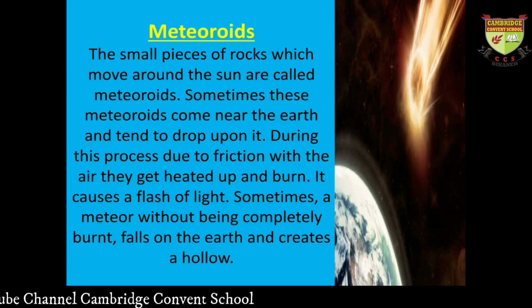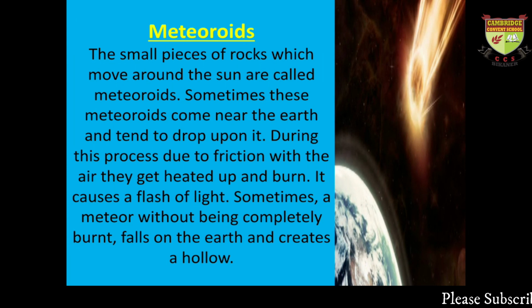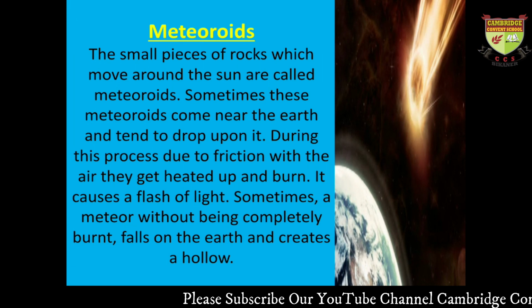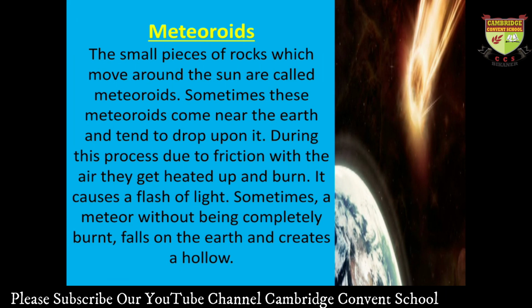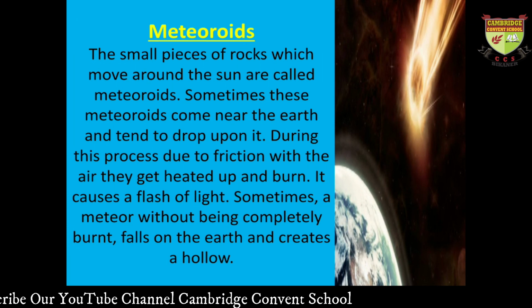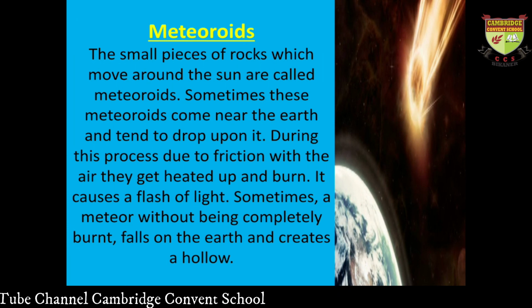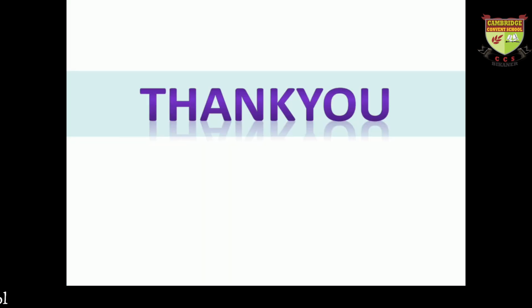Meteoroids. The small pieces of rocks which move around the sun are called meteoroids. Sometimes these meteoroids come near to earth and drop upon it. But during this process, due to friction with the air, they get heated up and burn. It causes a flash of light, as you can see in the picture. Sometimes a meteor, without being completely burned, falls on the earth and creates a hollow structure there.